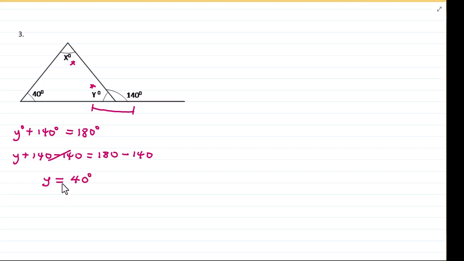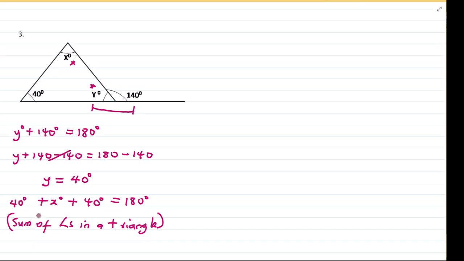Having said that, we can now have that 40 degrees plus x degrees plus 40 degrees again for y is equal to 180 degrees. Reason being because sum of angles in a triangle is equal to 180 degrees. You might want to write that down. Okay, so we can add the 40s. So we have that 40 plus 40 is 80 plus x is equal to 180 degrees.